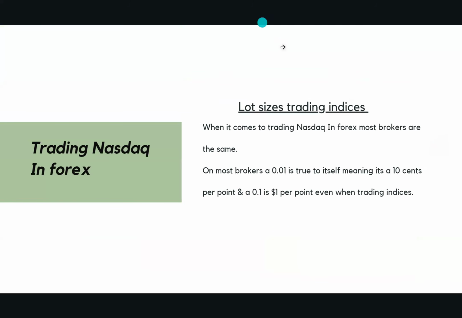All right. Now, lot size trading and indices. When it comes to trading NASDAQ and Forex, most brokers are the same now. So on most brokers, a 0.01 is true to itself, meaning it's 10 cents per point. And a 0.1 is $1 per point, even when trading indices. And then, as you know, there's a wide variety of lot sizes for indices for Forex.